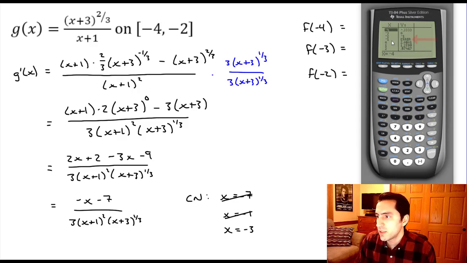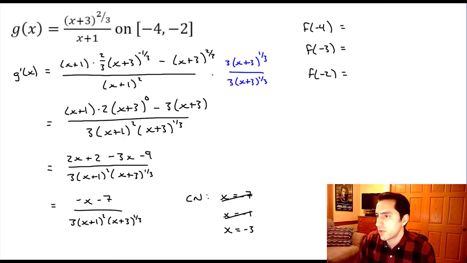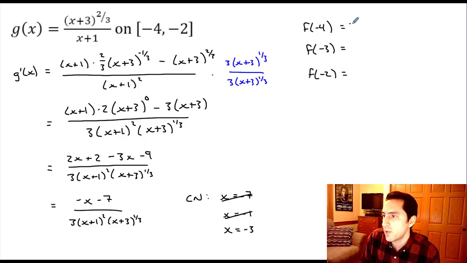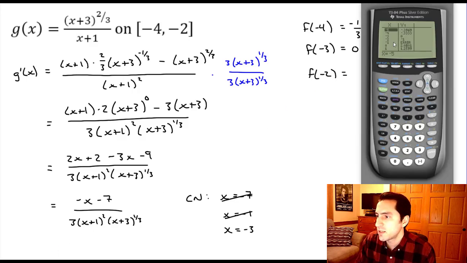So again, if I look at this, at -1 it says error, so that tells me that that is not part of the domain. And now taking a look at the values we want to test, at -4, we have -0.3333, which is going to be equivalent to -1/3. And then at -3, we have 0, so let me write those down. So at -4, we have -1/3. At -3, we have 0. And then the last one we were testing, at -2, we have a value of -1.